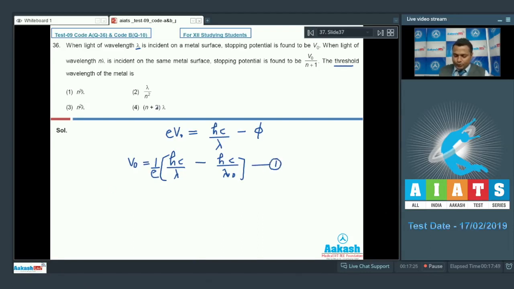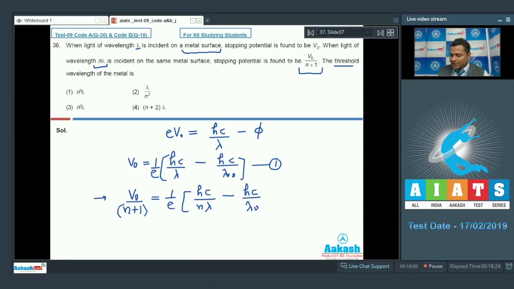Now, according to the question, the incident light has wavelength n lambda. So, as a result, the stopping potential becomes V0 upon n plus 1. Putting the values, now stopping potential is V0 upon n plus 1 equals 1 by e times hc by n lambda, which is the energy associated with it, minus the work function. The work function is a property of the metal surface. So if the metal surface is the same, the work function will also be the same, hc by lambda naught.